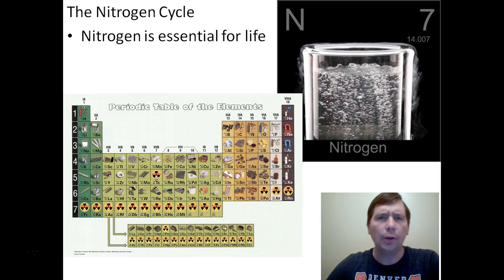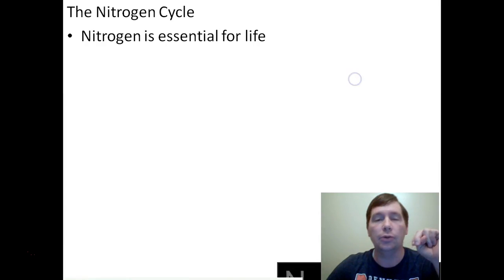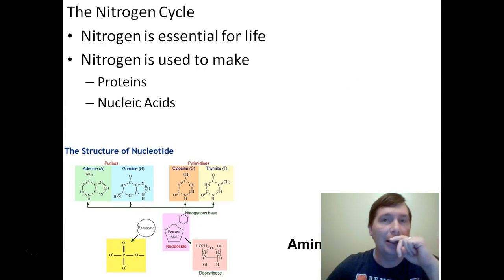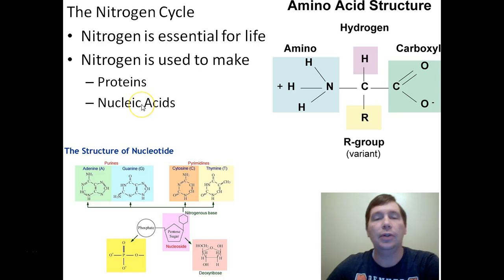Well, you hopefully remember that there are 4 macromolecules that all living things are made out of: proteins, nucleic acids, carbohydrates, and lipids. Well, nitrogen is used to make 2 of those macromolecules. The 2 macromolecules that are made with nitrogen are proteins and nucleic acids. Let's talk about proteins first.